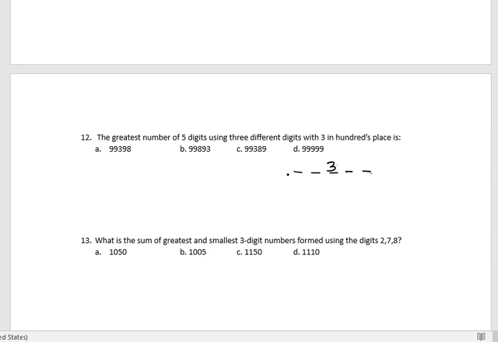So 1 digit is already there. So we can take 9 and 8. So we can have 9 here, we can have 9 here, we can have 9 here and we can have 8 here. So this is the greatest number of 5 digits. So this is given here.